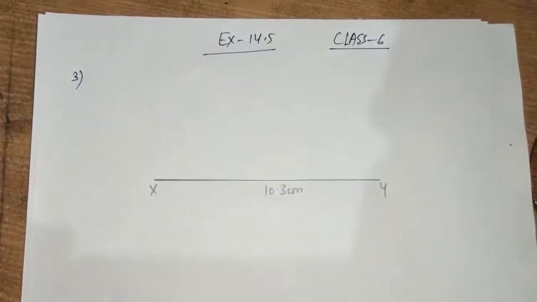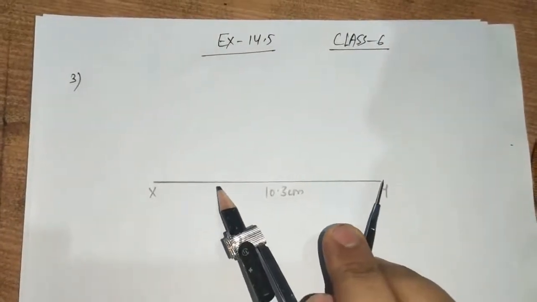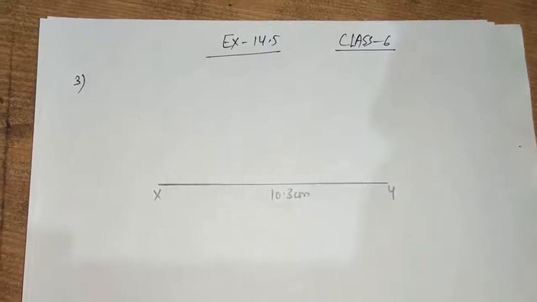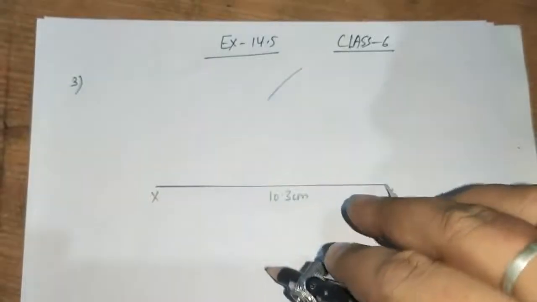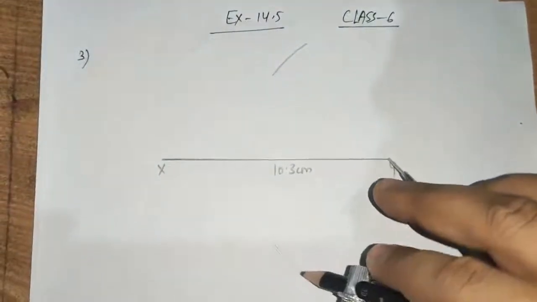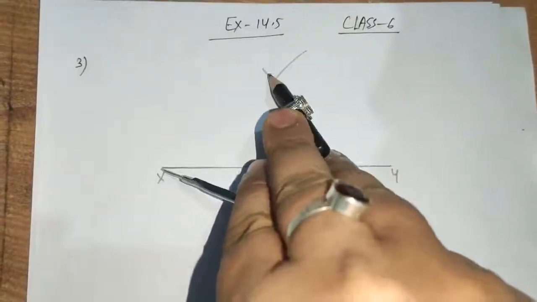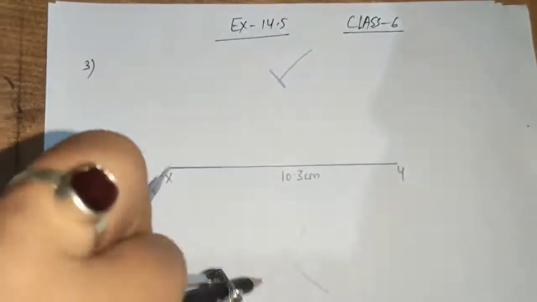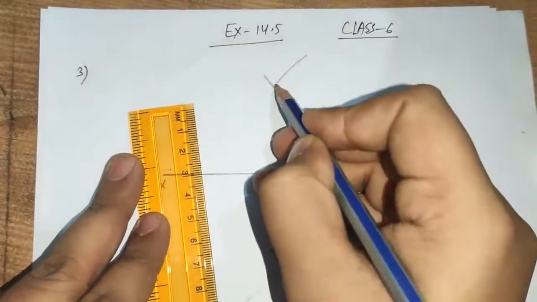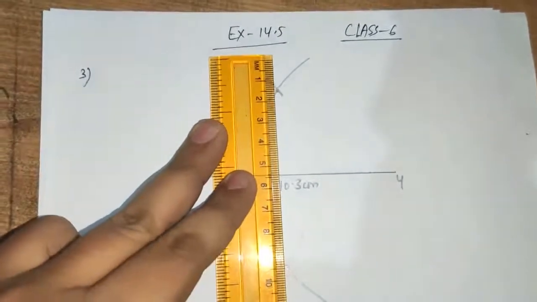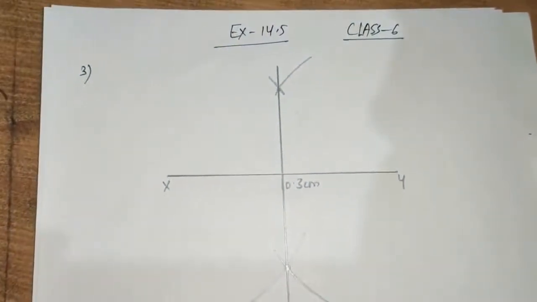Now draw a perpendicular bisector of line XY. Now you are required to take more than half distance in your compass and then draw an arc from Y, one upper and one lower arc, and then another arc from X, upper and then lower arc. And then we will join these points. One point is here, other point is here. Now we will join this. This is the perpendicular bisector of the line XY.